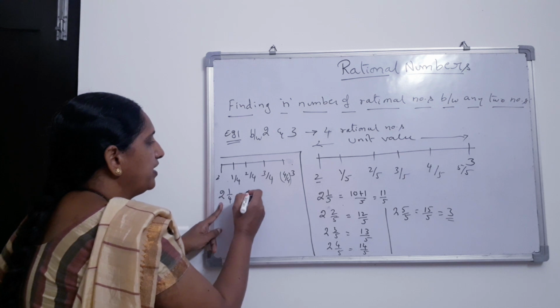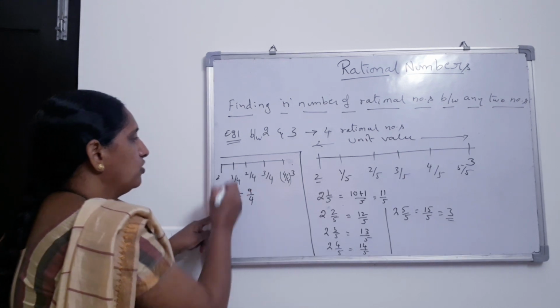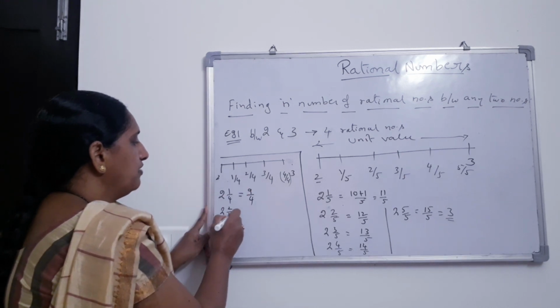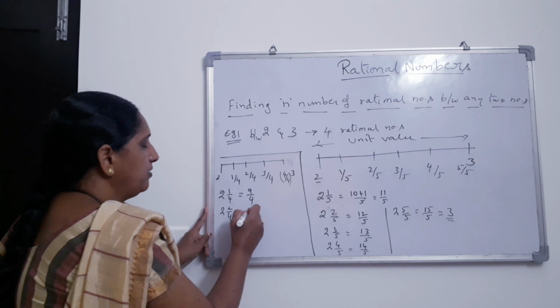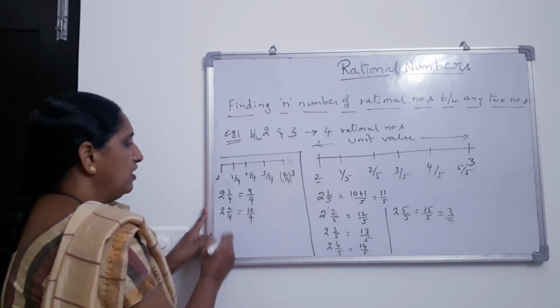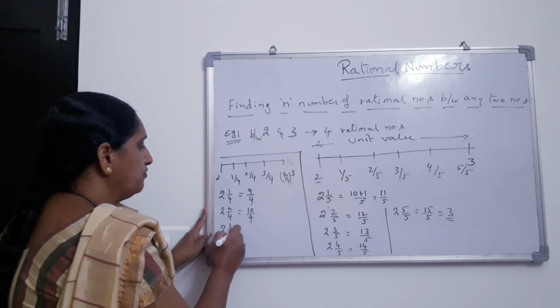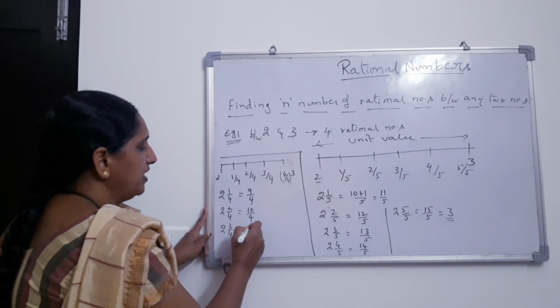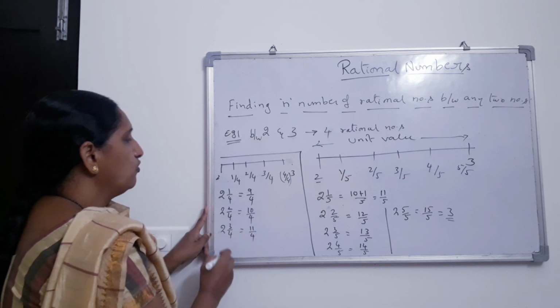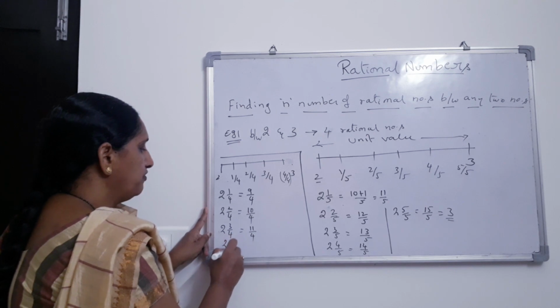So therefore 4 2s are 8. 8 plus 1, 9 by 4. The other one, 2 2 by 4. So 4 2s are 8, 8 plus 2, 10 by 4. Okay. Next, 2 3 by 4. That is 4 2s are 8, 8 plus 3, 11 by 4. So 2 4 by 4.